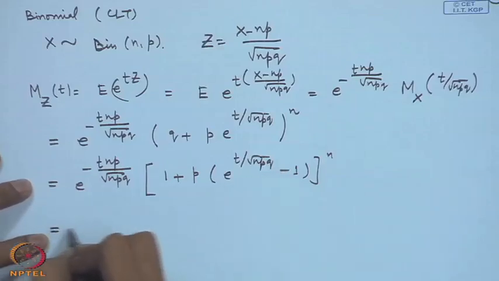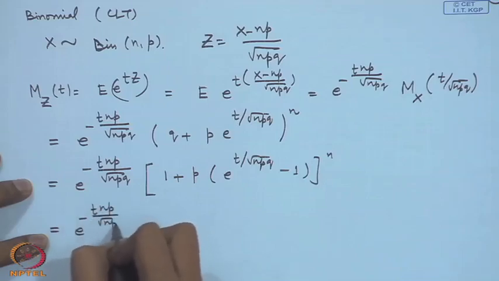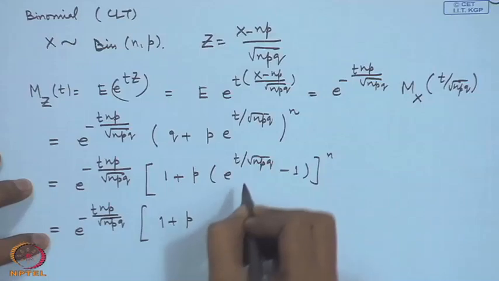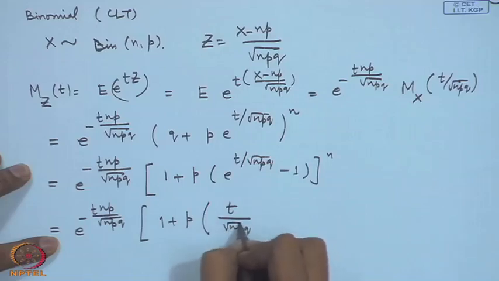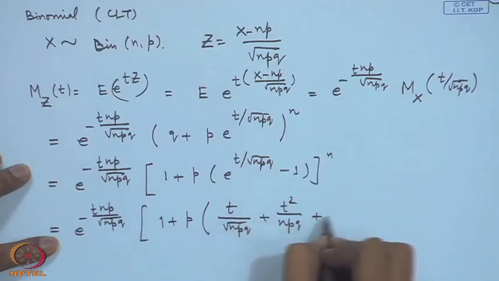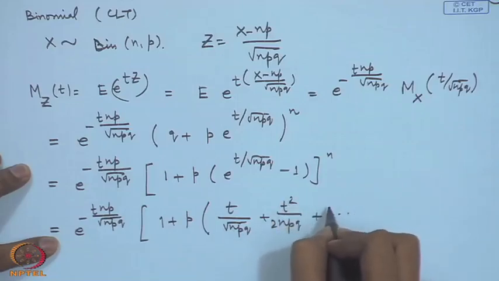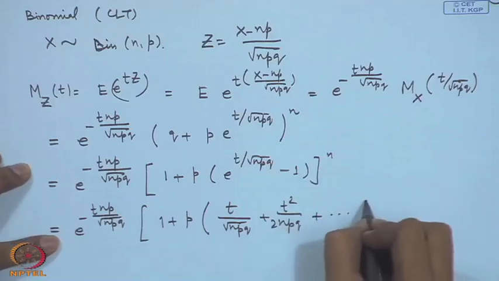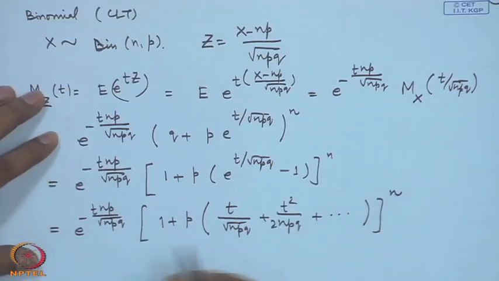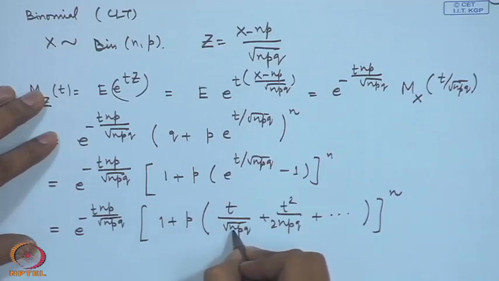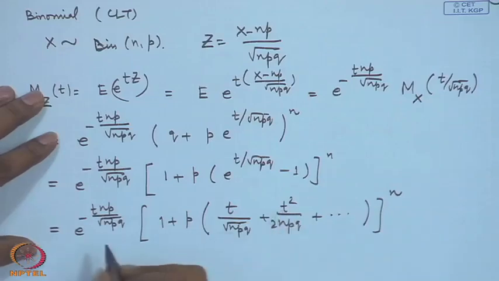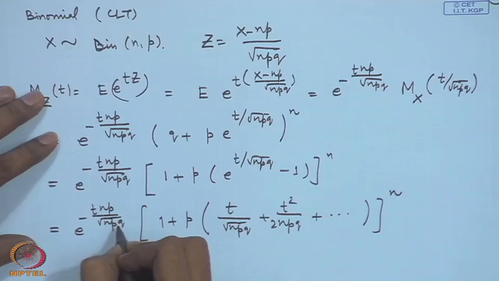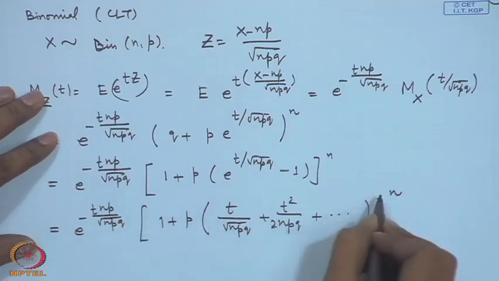This one I can expand. So, this is becoming e to the power minus t np by root npq times 1 plus p. So, this will become 1 plus something, so that 1 will cancel out and you will get t by root npq plus t square by 2npq and so on. That means, higher powers of t will come and higher powers of n will come here. So, if I take the limit as n tends to infinity, see this term will give me n times here, so that will get cancelled out, and then the remaining term will give me again t square, because this npq term with n will get cancelled out.